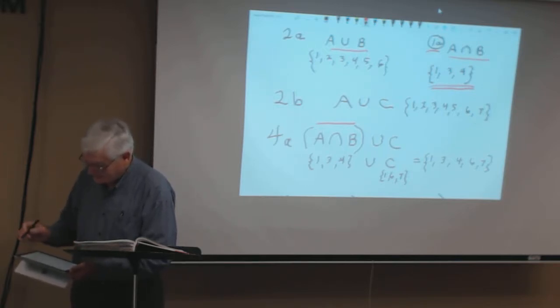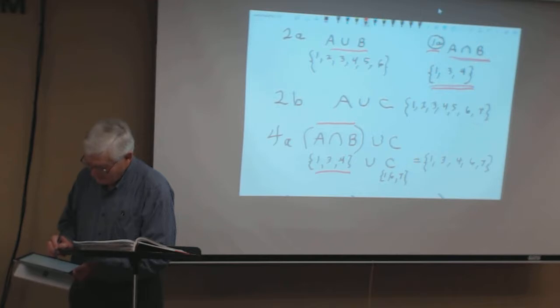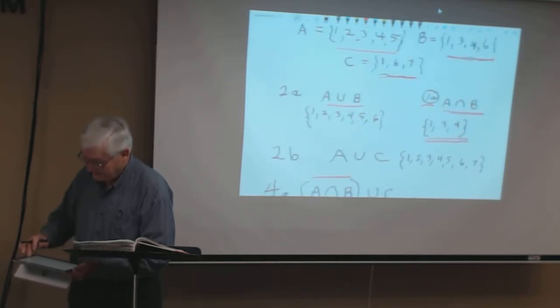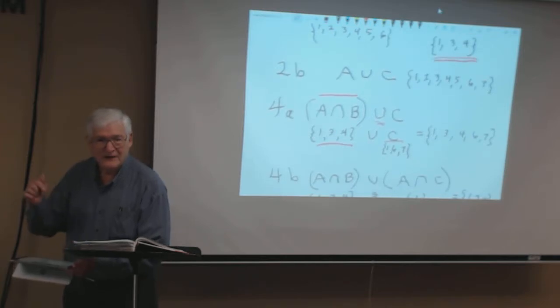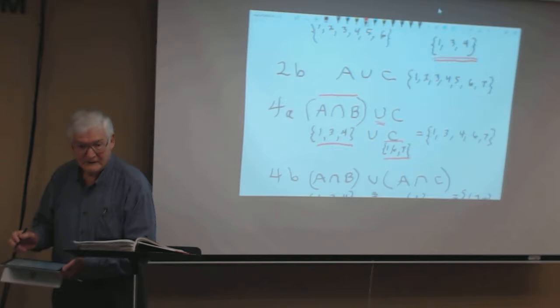So where do A and B intersect? Oh, we did that up here, didn't we? 1, 3, 4. So the intersection of A and B is 1, 3, 4. Now they want us to do what? They want us to unite this set with C. What's set C? Go back up here and look at it. Come on. C is 1, 6, 7. So watch how I work these. This is how you show your work on this stuff. C is 1, 6, 7. You follow me?